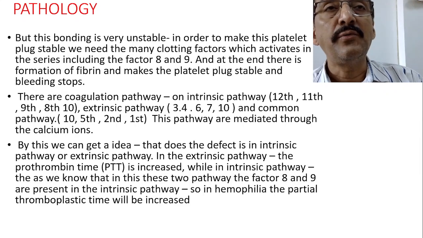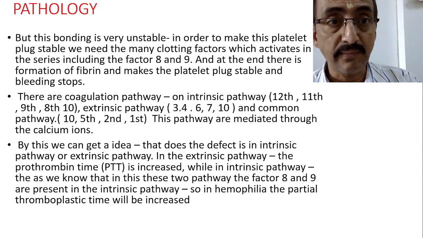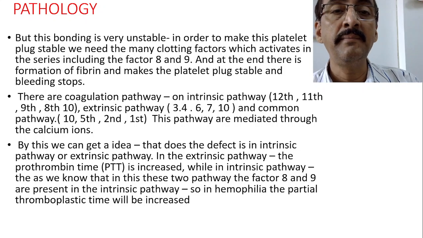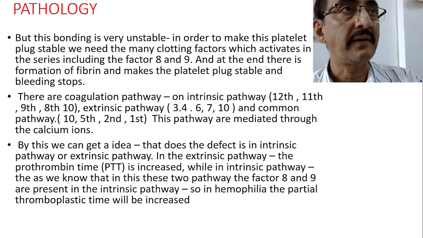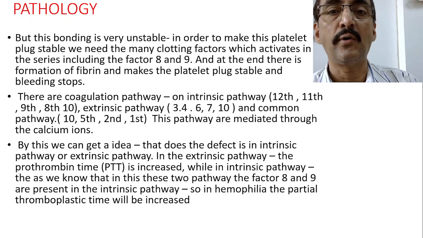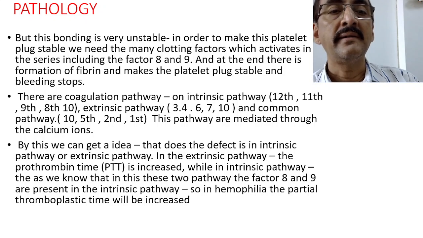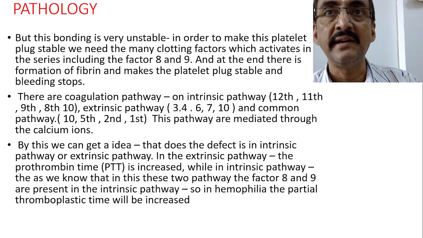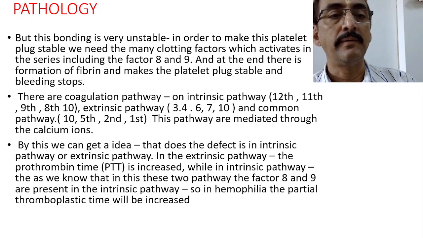But this bonding is very unstable, as we already discussed. In order to make this platelet plug more stable, we need many clotting factors which activate in series, including factor 8 and factor 9. So now comes the role of the clotting factors to make it a stronger bond, and at the end fibrinogen is converted into fibrin, and this fibrin, just like a mesh, gets deposited over the primary hemostatic area and a permanent coagulation plug is formed.